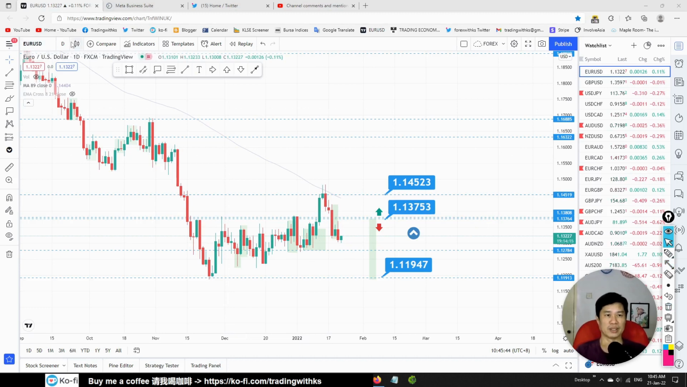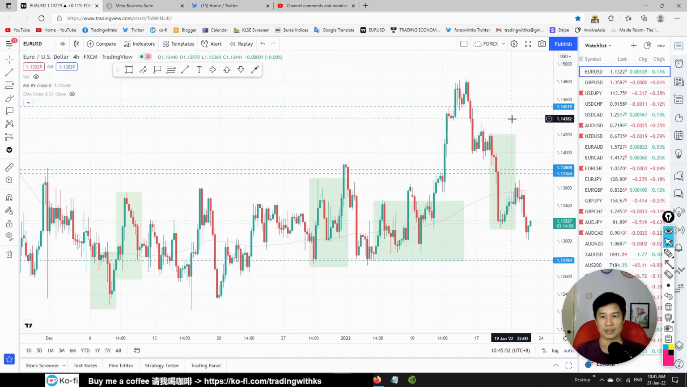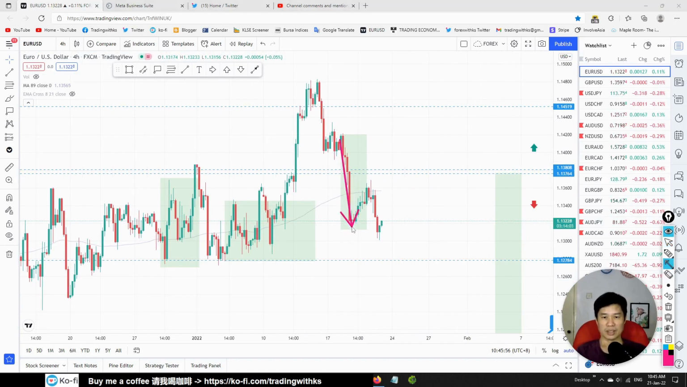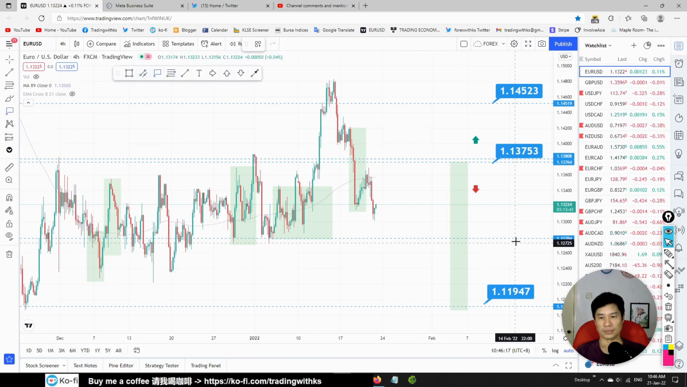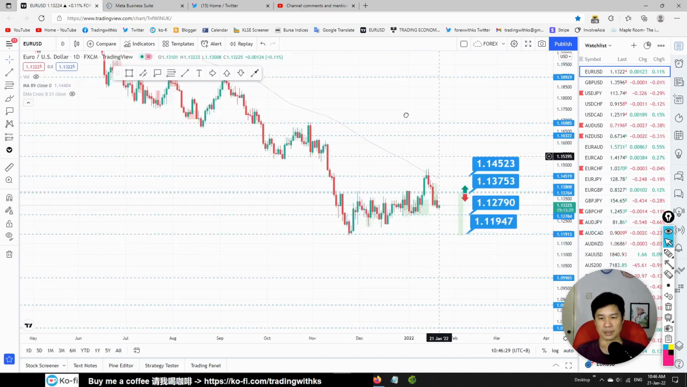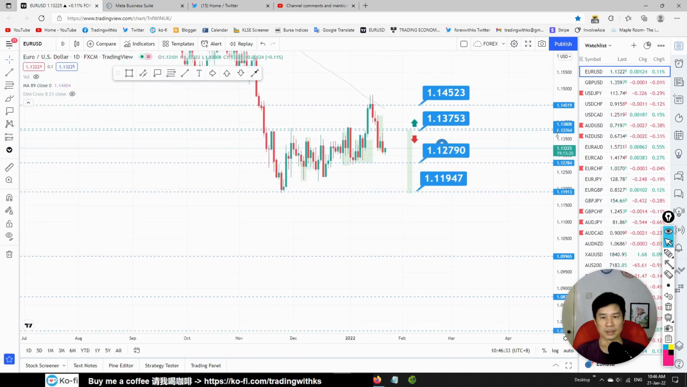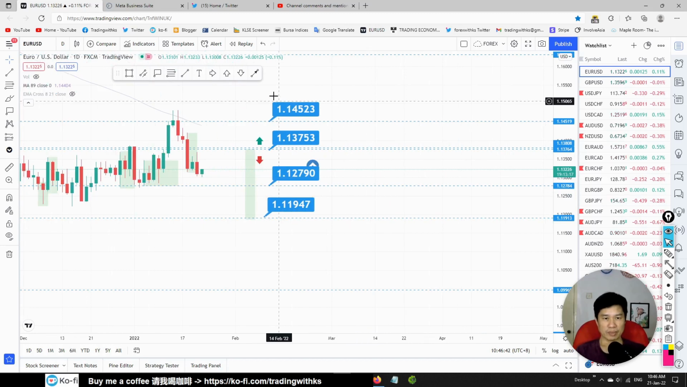If we manage to catch it, this is a 1-2-3 continuation pattern. Look at this, a 1-2-3 break, continuation pattern. If we manage to catch this, probably we'll hold it to the next support line, which I didn't mark. It's $1.12790. So this will be our next short term target. The long term target will be $1.11947.